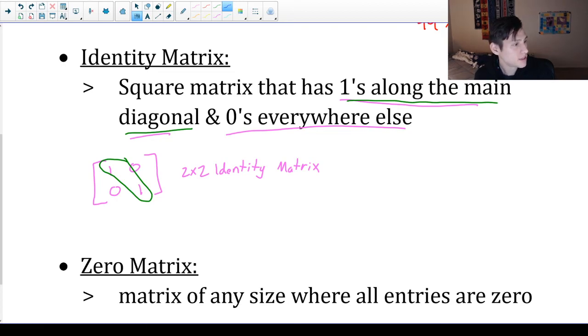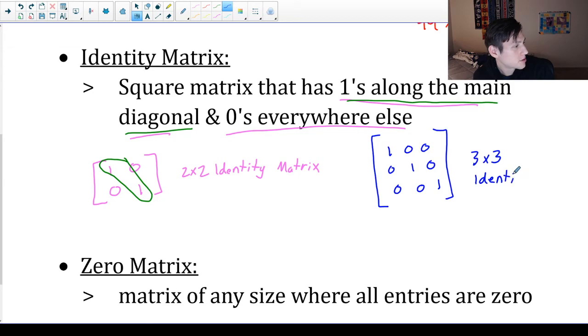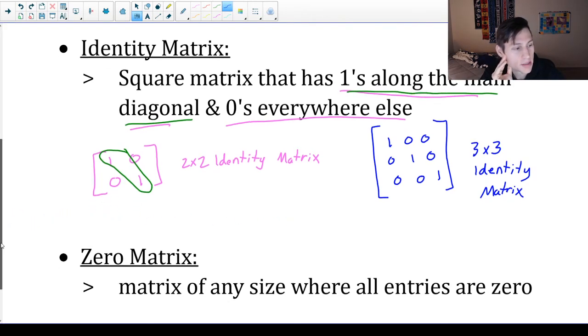Okay, so there's a 2 by 2 identity. This would be an example of a 3 by 3 identity matrix. Again, 1's along that main diagonal. Everywhere else is 0. And it could be any size. It could be a 10 by 10 identity matrix, a 100 by 100 identity matrix, a 37 by 37 identity matrix, whatever.